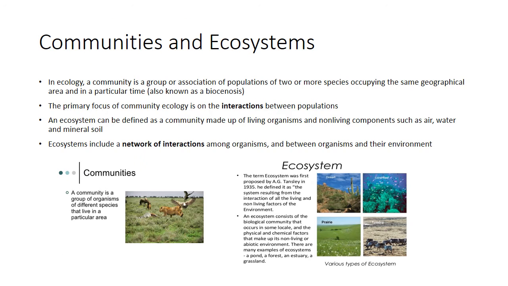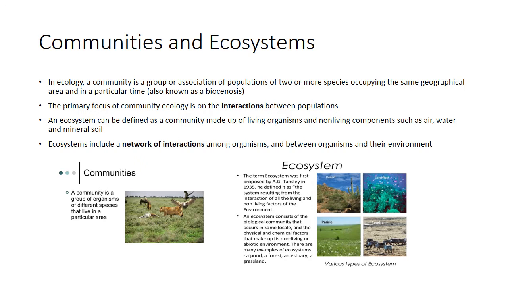Now let us talk a little bit more about communities and ecosystems. So again, a community is a group or association of populations. Usually, a community includes populations of two or more species. So if there are two populations of the same species and they interact, it's not yet a community.